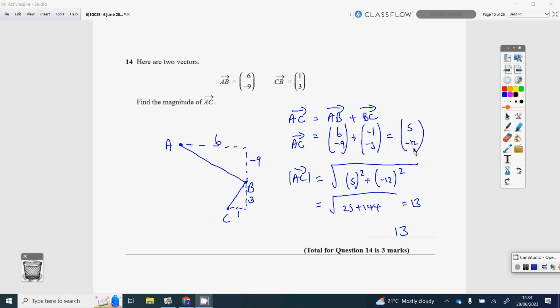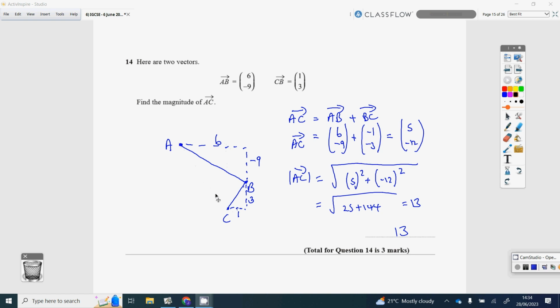Now that would be fine if we were being asked for the vector AC, but we're being asked for the magnitude of AC. That means the actual size going directly from A to C. So for that, we go and use Pythagoras. Okay, we've got the vector going from A to C, which is 5 across and minus 12 down. Just picture this, 5 across, minus 12 down.